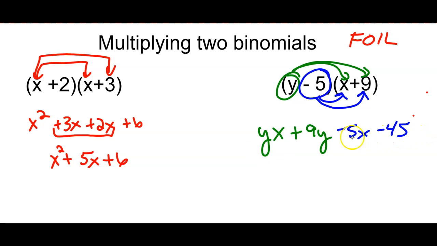And then these four terms right here, just look and see if you can combine any of them. And this is yx. There are no other yx terms. That's just y. That's just x. And that's just a constant. So there are no terms I can combine here. So my final answer would be yx plus 9y minus 5x minus 45.